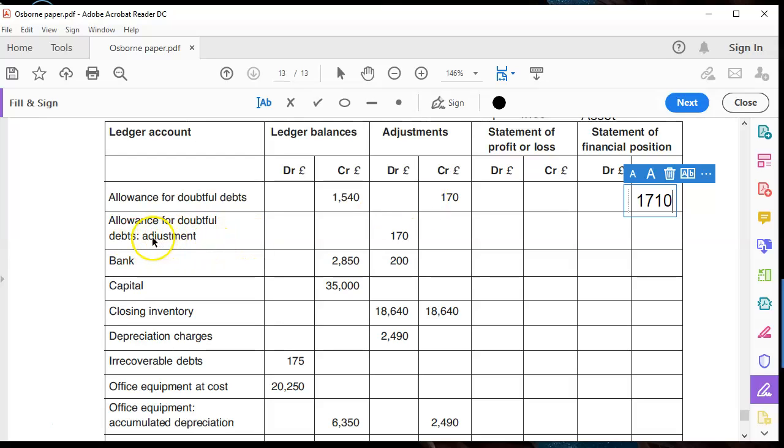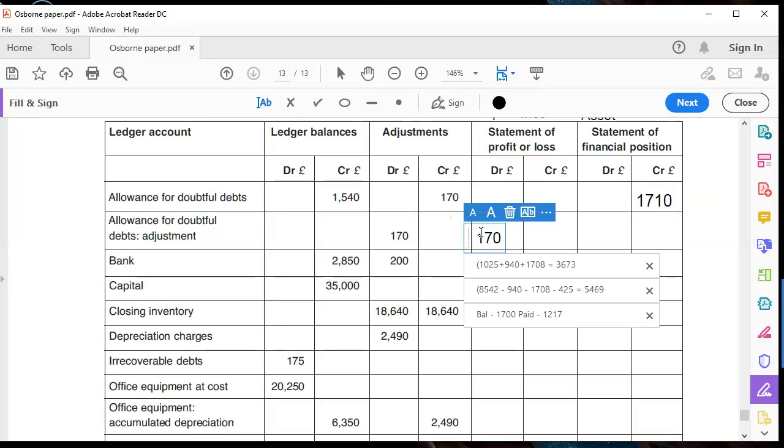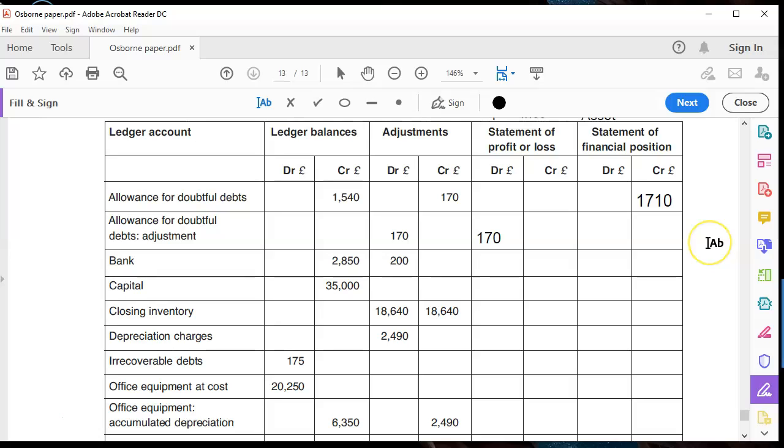Allowance for doubtful debts adjustment will go into the SPL. Which side it will go on the SPL will depend on which side it is in the adjustment. So in the adjustment it is on the debit side. So in the SPL also you put it on the debit side, which means it must be an increase in the allowance. Bank is on the credit side. Bank usually is an asset, but here it is on the credit side, which means it is an overdraft or a liability. So SOFP on the credit side, 2850 minus 200, 2650.